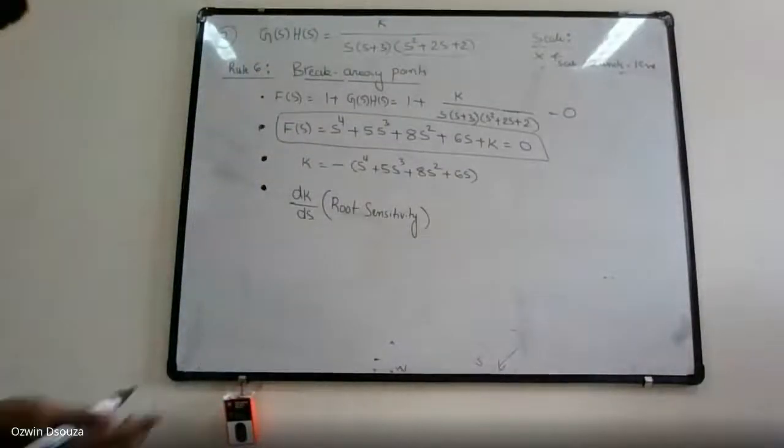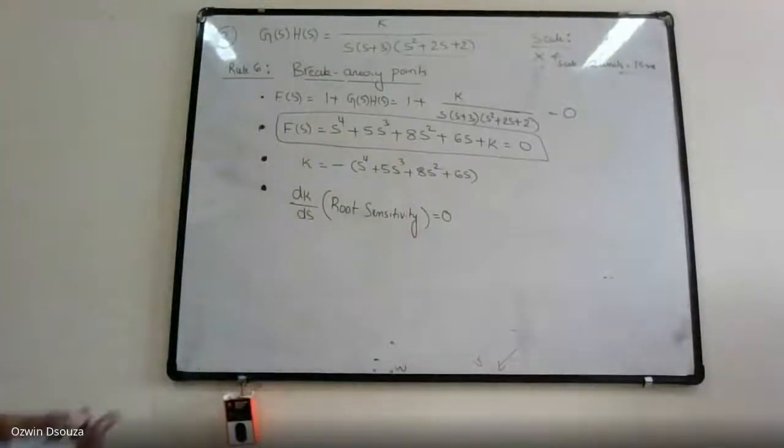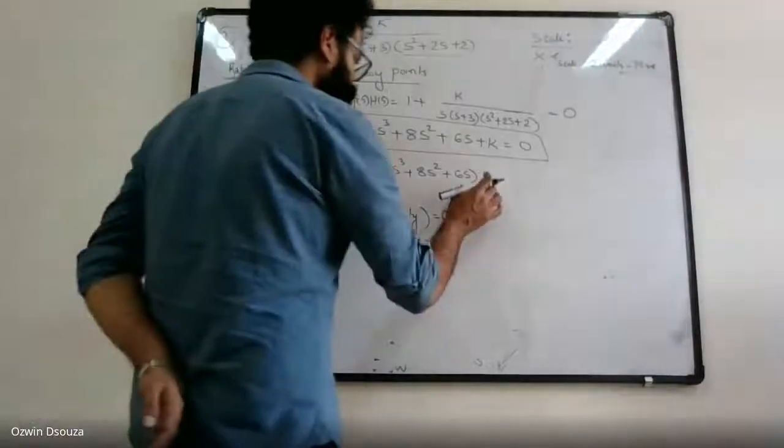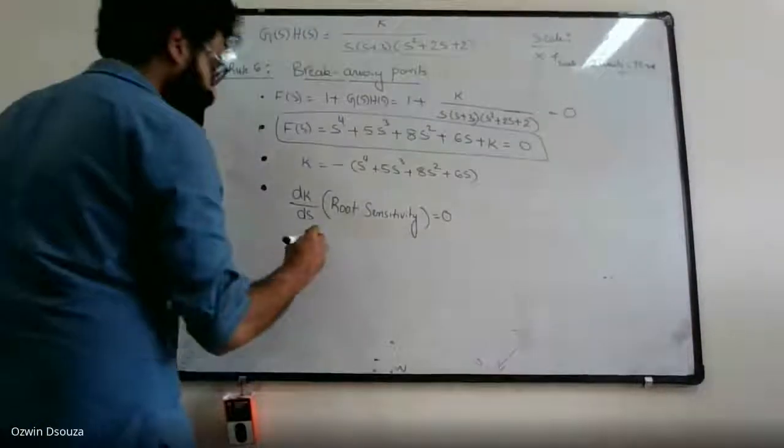dK by dS is nothing but root sensitivity, in other words. So differentiate and equate it to 0. When you equate it to 0, you will get the roots of dK by dS, which are nothing but the breakaway points. So let's differentiate.